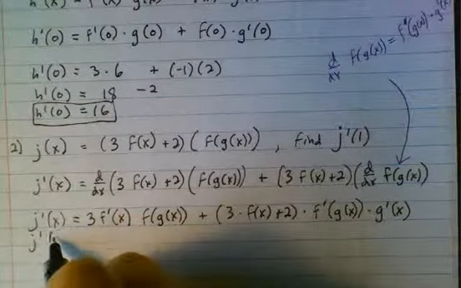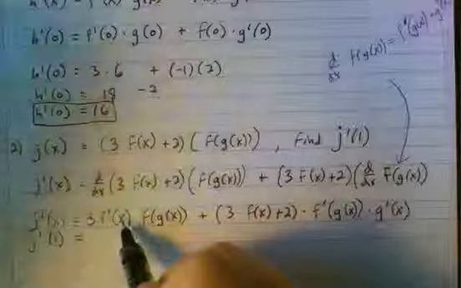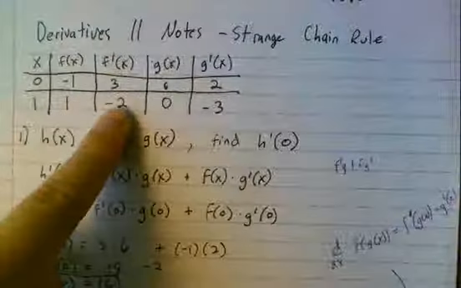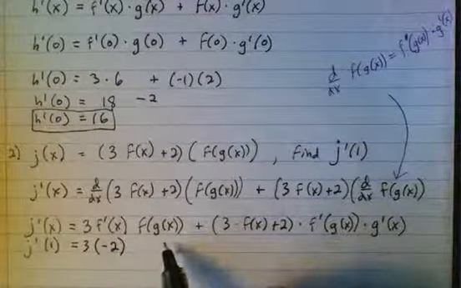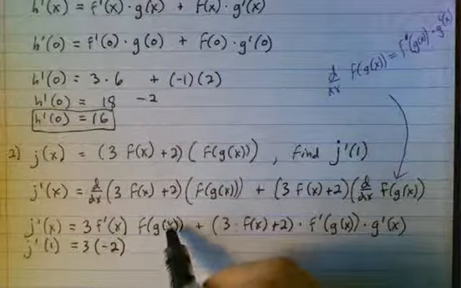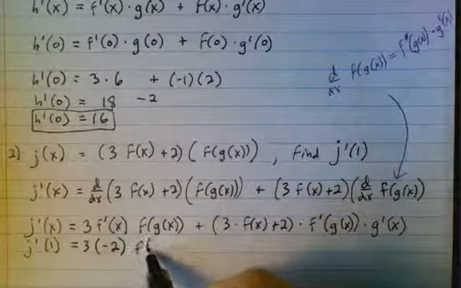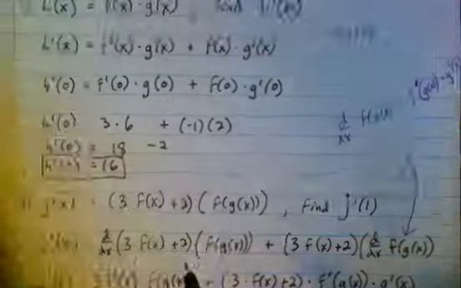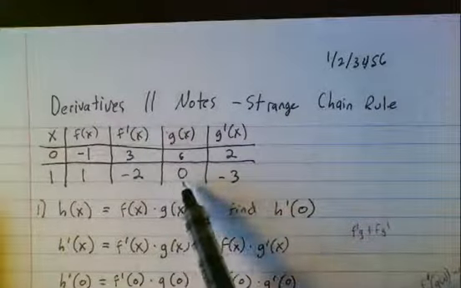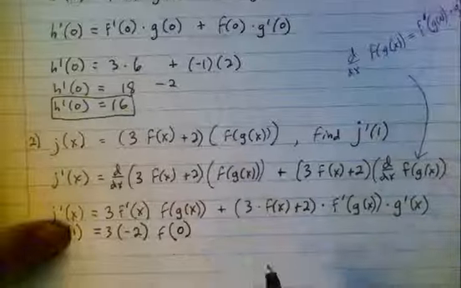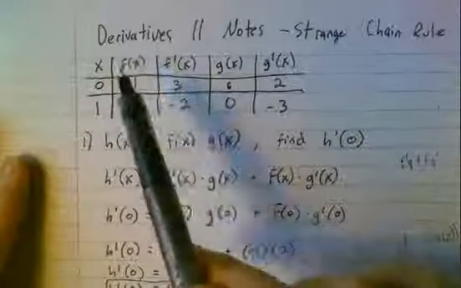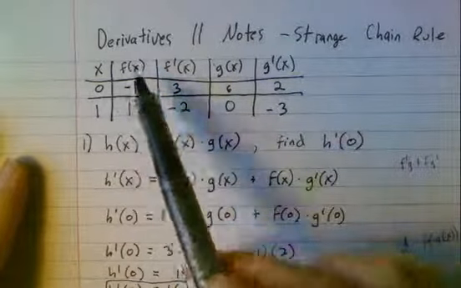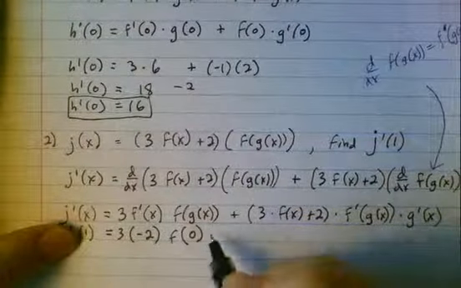Let's see, we're doing j prime of 1. So when x is 1, if I look up here, f prime of 1 is negative 2. So I'm just going to put that in. And when I get to this one, it's a little bit different. We've got f of g of x. I'm going to do its inside first, so this f is still along for the ride, but I know that when x is 1, g of 1 is 0. Now, this f of 0, that just means what's f when x is 0, and we'll be able to look that up in the table. Before we get there, though, let's do these other pieces.